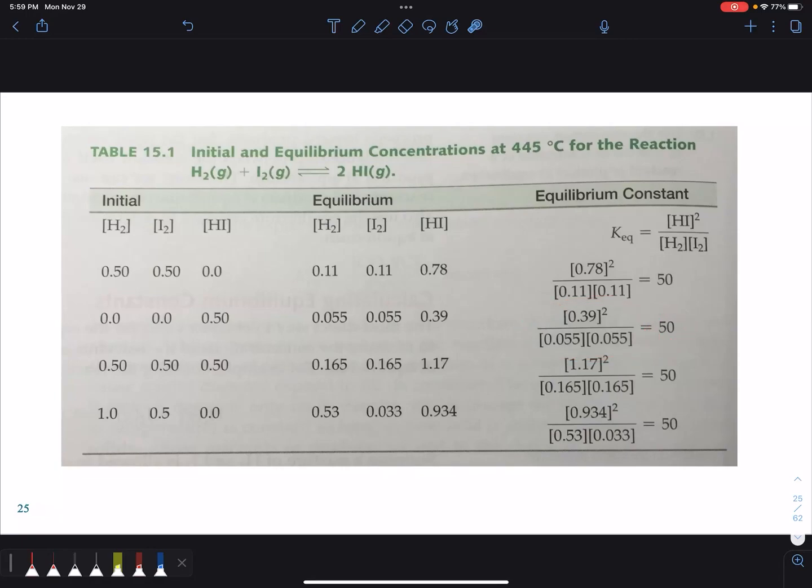Because KEQ is just the relative amounts of products versus reactants. So again, we can put in 0.5 molar for all of them. It's going to balance out again according to the equilibrium. And then our equilibrium constant calculated from that number is again going to be 50. So it doesn't matter what the initial concentrations are. Once it comes to equilibrium, our KEQ is going to be the same.